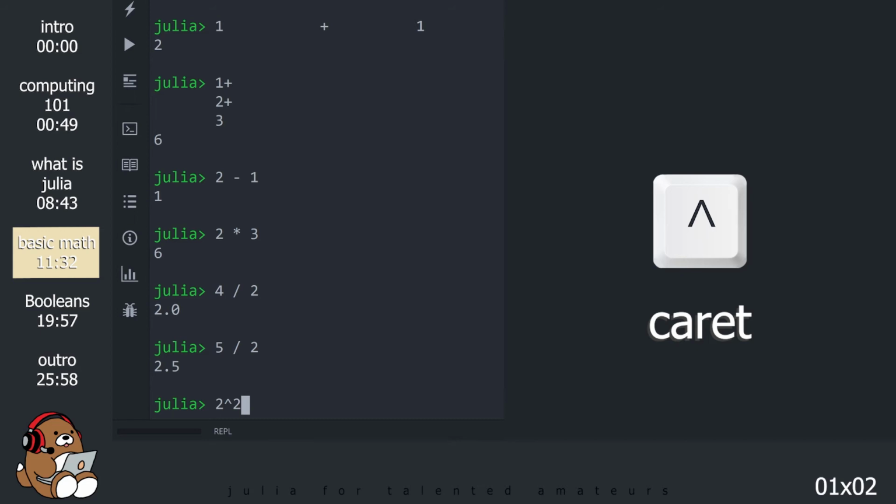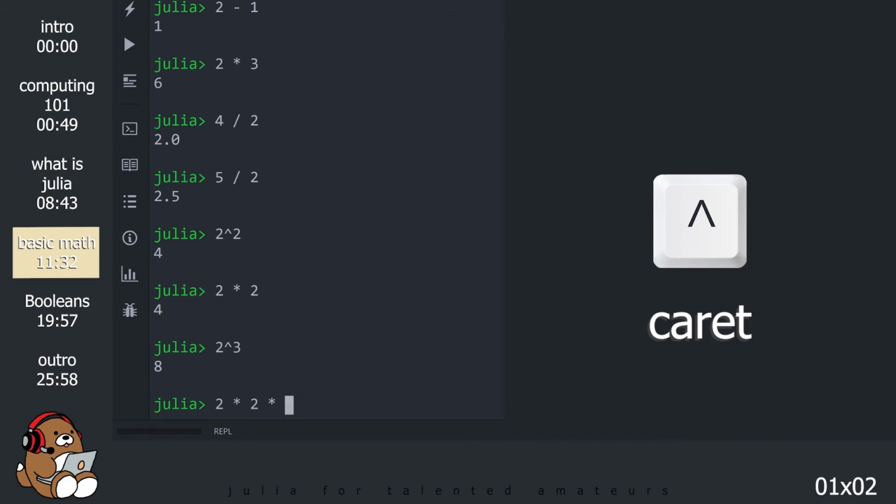So 2 caret 2, this is read 2 to the power of 2, or 2 squared. Note there is no space in between the operator and the operands in this case. So that's 4, and that's because it's the same thing as 2 times 2, which is 4. 2 caret 3, this is read 2 to the power of 3, or 2 cubed. And that's 8, and that's because that's the same as 2 times 2 times 2, which is also 8.